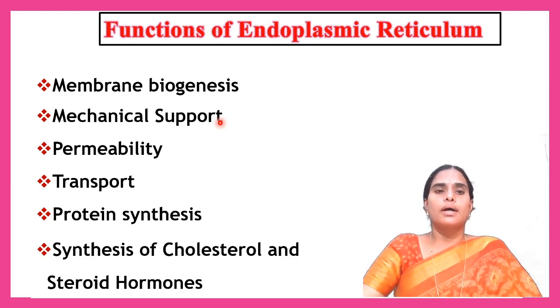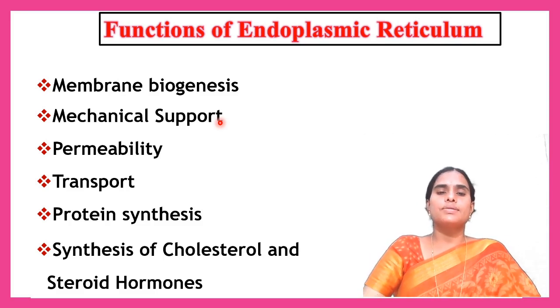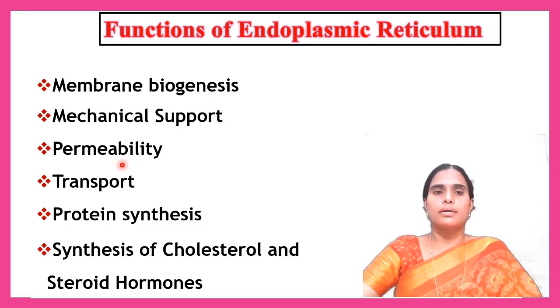Permeability. The nuclear membrane gives rise to the endoplasmic reticulum. The endoplasmic reticulum is associated with the nuclear membrane as well as the plasma membrane.